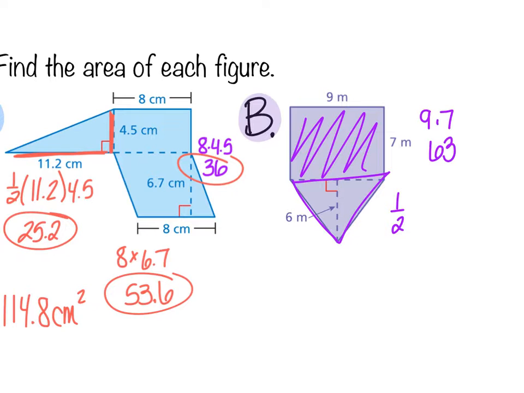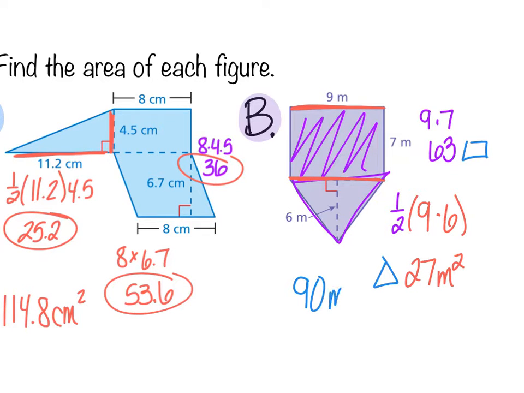Now, the base here is going to be the other side of the rectangle, so that's going to be 9 times the height, which is 6. So instead of doing half of 9, I could do half of 6. Half of 6 is 3, and 3 times 9 is 27 meters squared. So I take 27 for the triangle, I take 63 for the rectangle, I add them together, and 27 plus 63 is 90 meters squared.